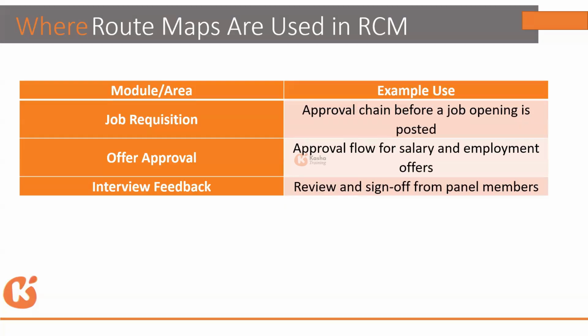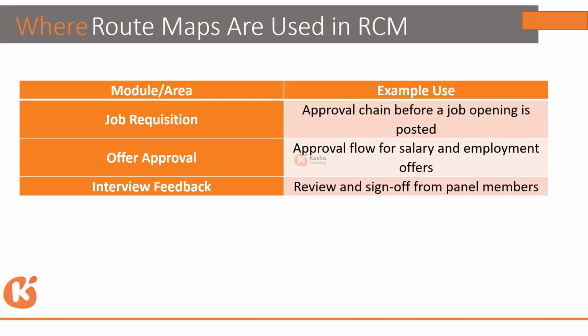Then in RCM, you also require a route map for offer approval. Once you generate the offer letter, you have to take an approval before you send it to the applicant. Once you send it for approval, it goes to the person you have mentioned in the route map, and that person has to approve. Only once it is approved by them can you send it to the applicant.